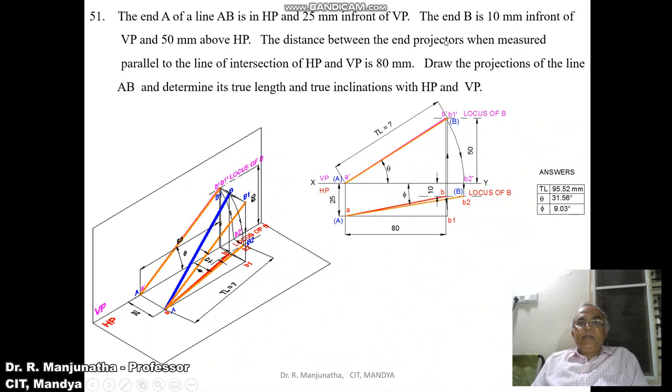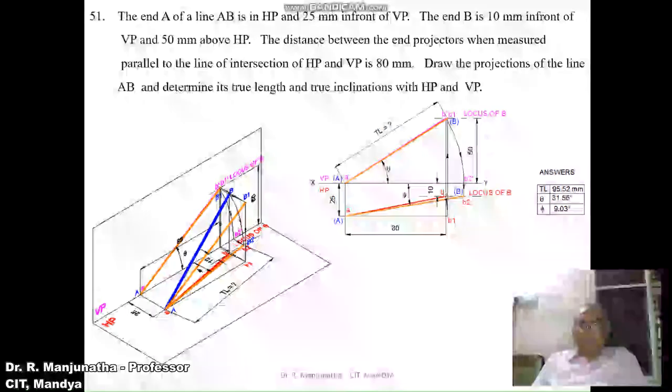Then the distance between the end projectors, when measured parallel to the line of intersection of HP and VP, is 80 mm. So we have already considered one line, which is the end projector. The distance between the end projectors means the distance between both A dash, B dash and A, B, which should be on the same line.